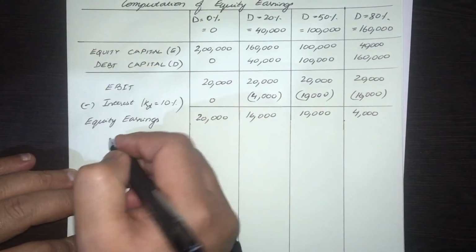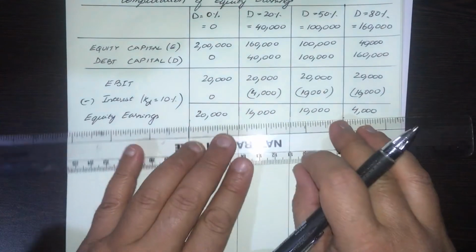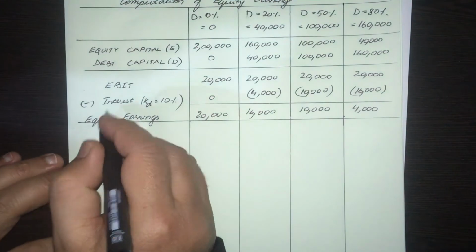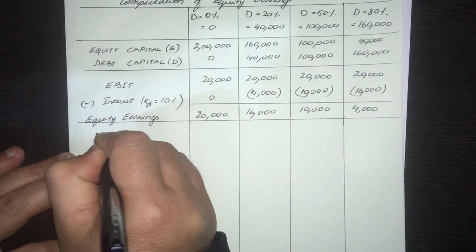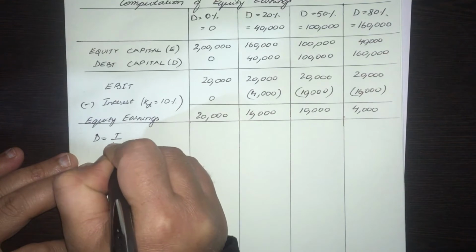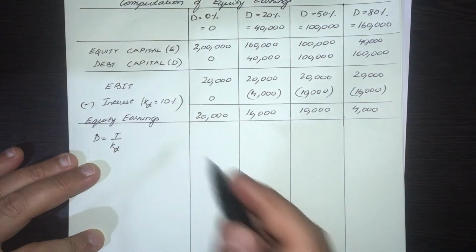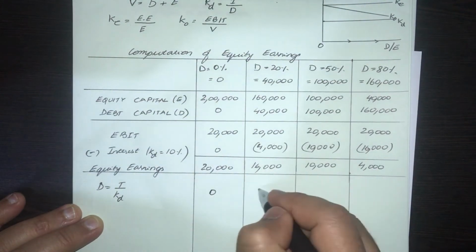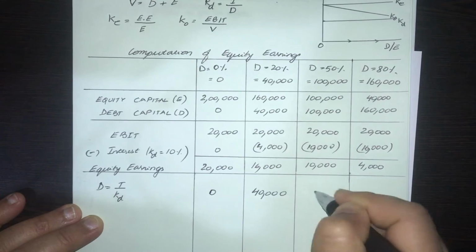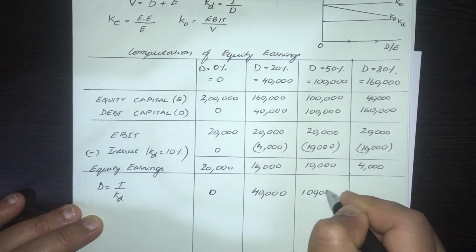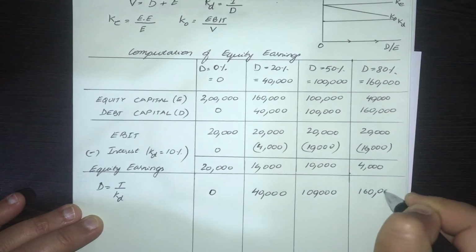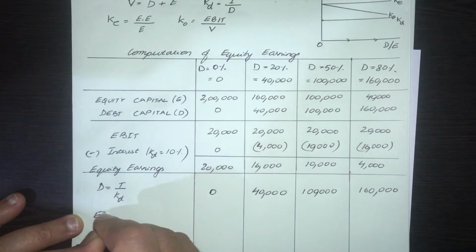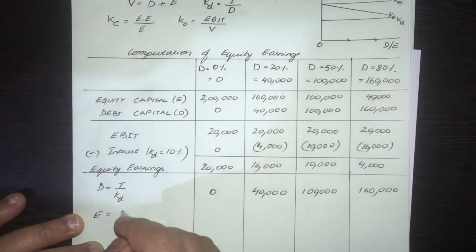All right. Let us first compute the market value of debt. D is equal to interest divided by KD. All right. And D is already given. We've already found out. So D here is 0. It's nil. Here it is 40,000. Here it is 1 lakh. And here it is 1,60,000.